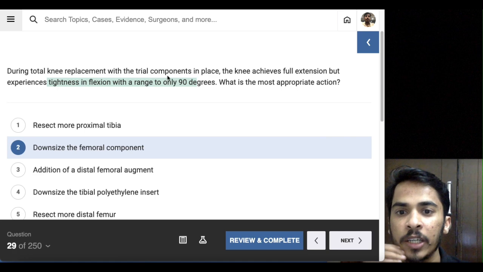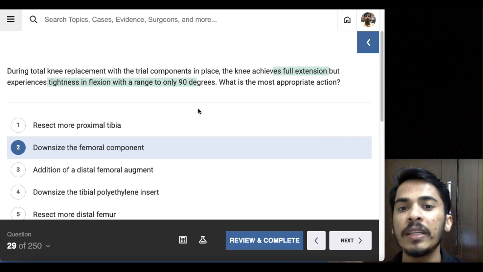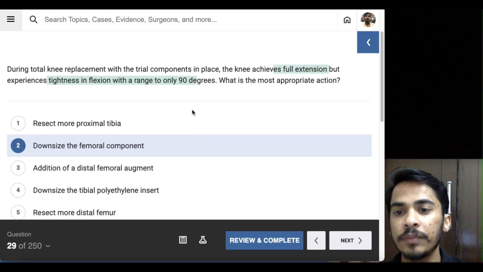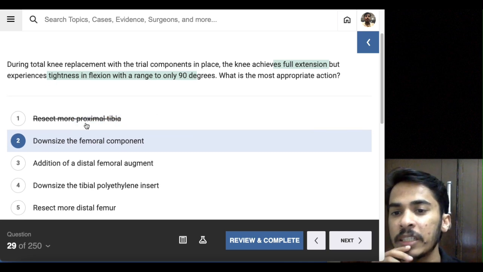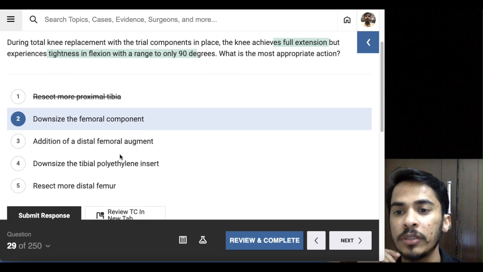During TKR, with the trial components in place, the knee achieves full extension but experiences tightness in flexion, with a range only to 90 degrees. What is the most appropriate action? One thing we can do to increase the flexion gap is increase the posterior femoral cut. Resecting more proximal tibia will also increase the extension gap, so this is not the answer.